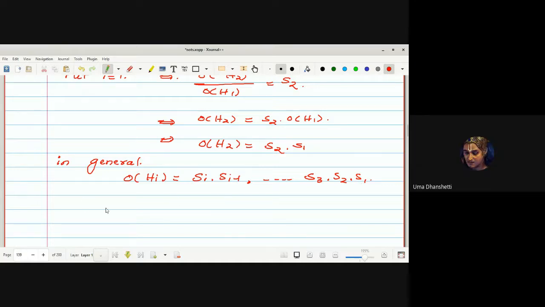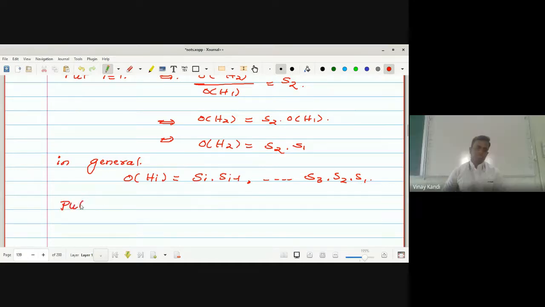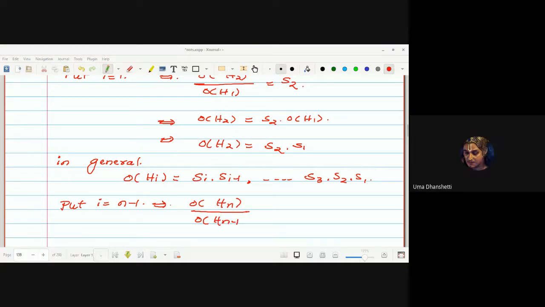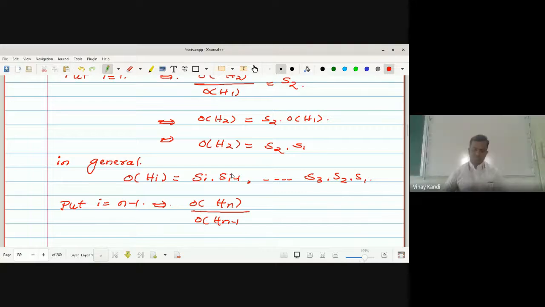Yes, sir. Now put i equals n minus 1. This implies order of Hn divided by order of Hn minus 1. Is it correct? Yes, sir. Which is equal to, what is the value of this one?